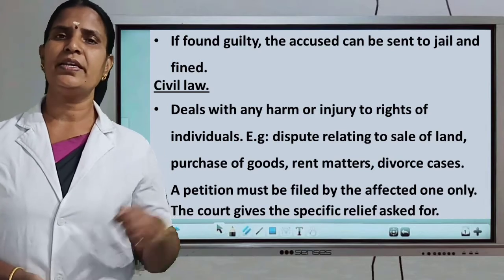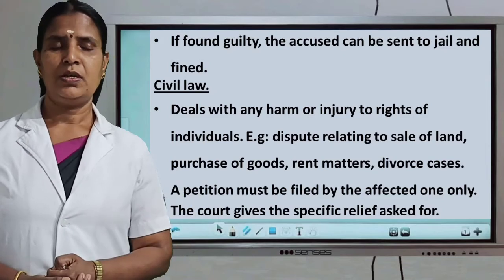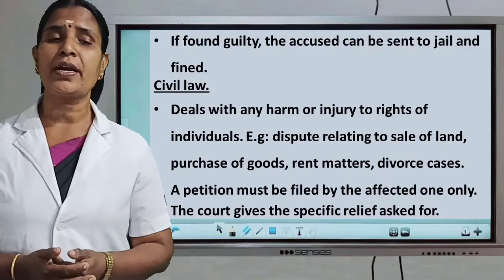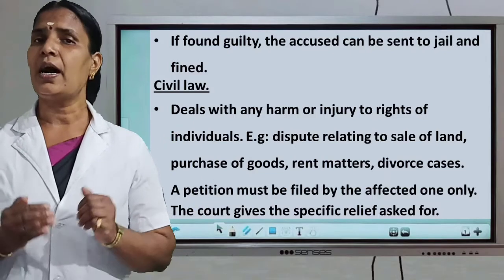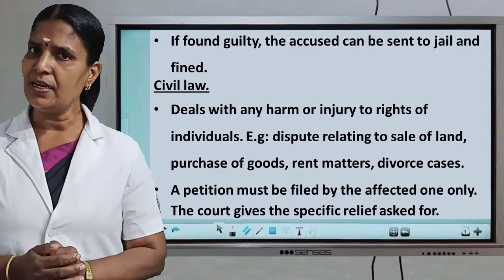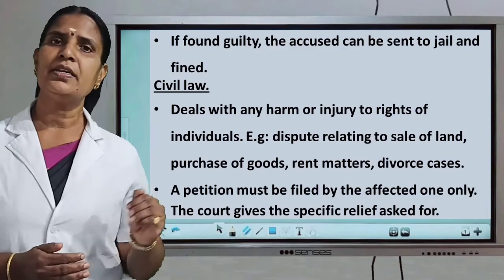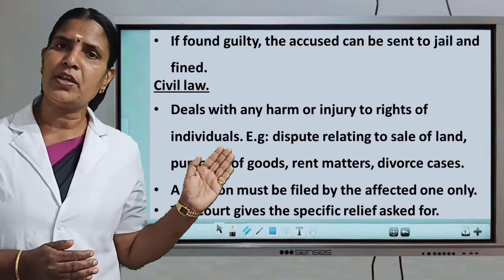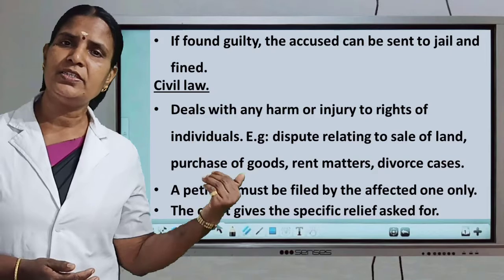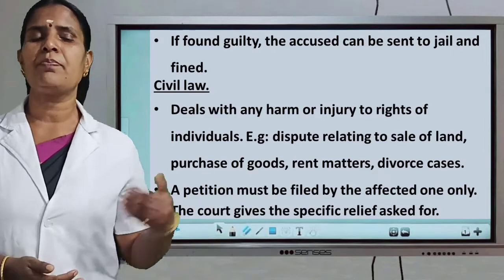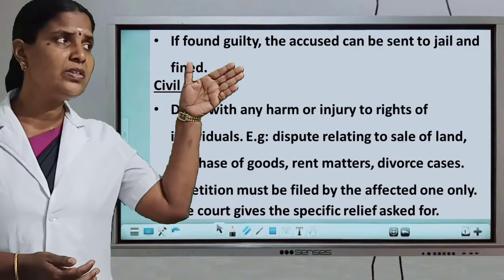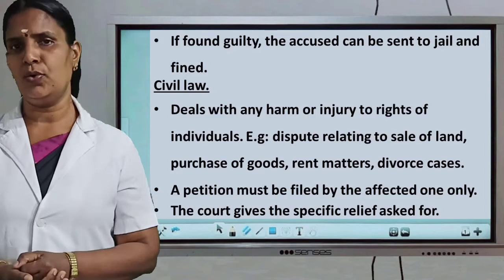Okay, next, civil law. Civil law deals with any harm or injury to the rights of individuals. Article 21 of the Indian Constitution guarantees the fundamental rights. It deals with any harm or injury to the rights of individuals. For example, disputes relating to sale of land, purchase of goods, rent matters, or divorce cases. All these come under civil law.